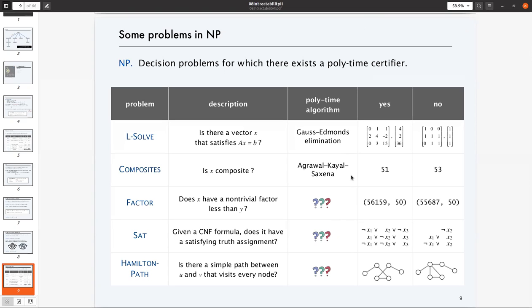Now, what is an NP complete problem? You know that definition, right? An NP hard problem which is in NP. And what is an NP hard problem? A problem which cannot be solved in polynomial time.